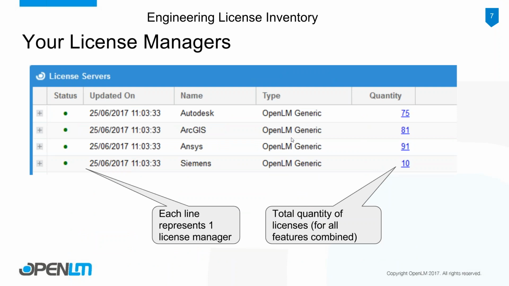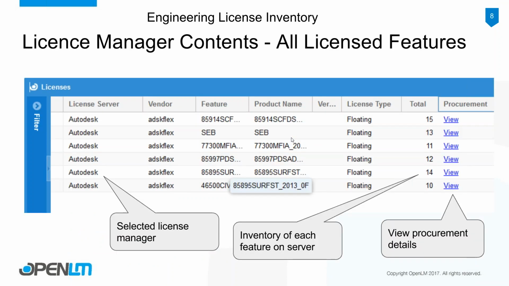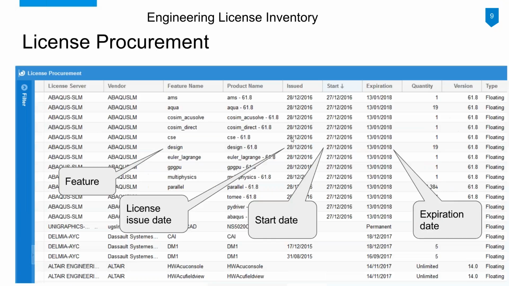This is the license server screen. This displays all the license managers, their status, and the number of licenses contained in each one. We can look inside one particular license manager and see a list of licenses contained in it. From here, we can go and view the essential procurement information. This is the license procurement report. It's an extension of the previous license report and shows critical information such as the date the license was issued, when it starts, and when it expires.